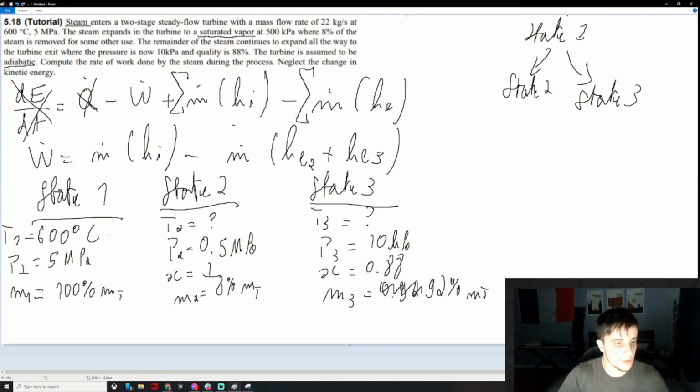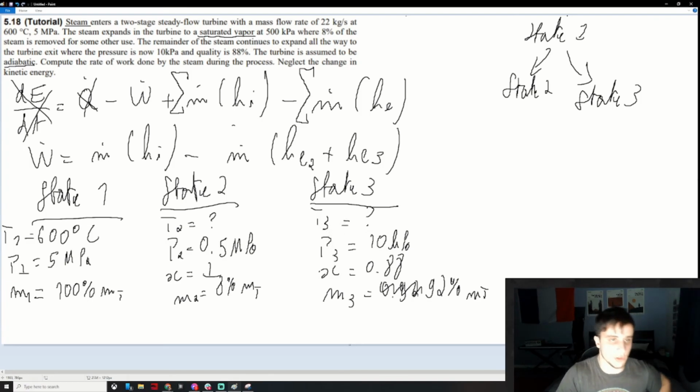So just to quickly go over, state 1, we're given two intensive properties that are independent from one another, because we know that we're in superheated vapor, so temperature and pressure are independent from one another, so we can find everything we want. State 2, we're given pressure and quality, two intensive properties, so we can find everything we want. State 3, we are given pressure and quality as well, and so we can find everything that we want.